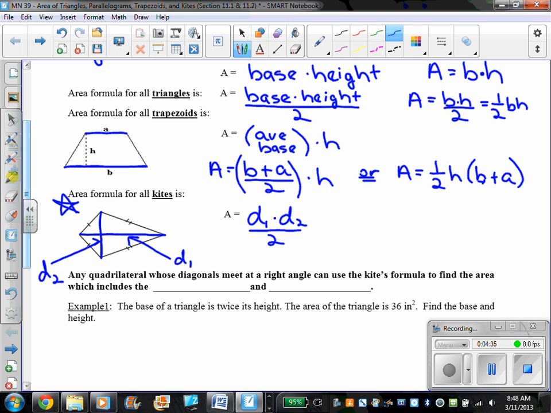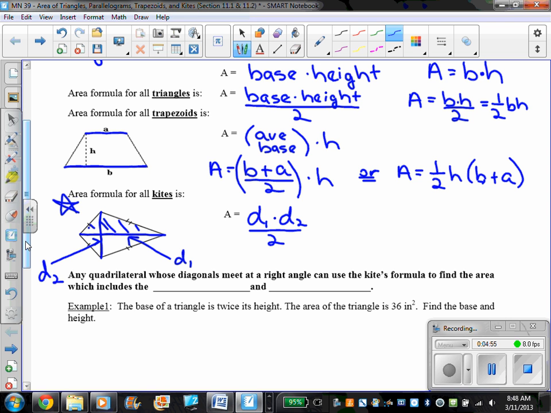Or you can look at it as 2 separate triangles. You can look at it as one triangle with the diagonal as your base. Diagonal 1 is your base, and half of diagonal 2 is your height. So if you look at this formula, it's diagonal 1 times half of diagonal 2 if you want to look at it that way.